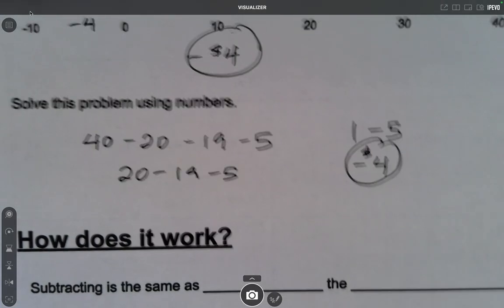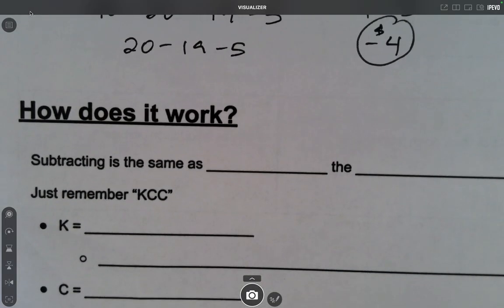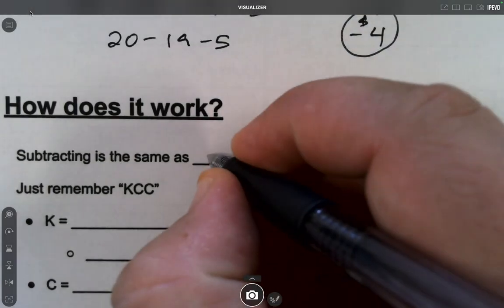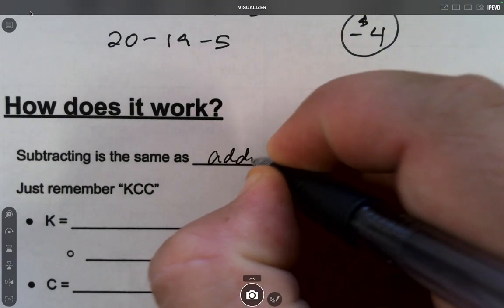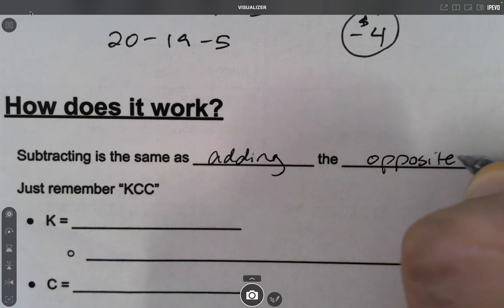But let's talk about the rules, because I think plenty of you could look at 1 minus 5 and jump to this, and others of you wouldn't, and that's okay. That's why we're doing this lesson. So it turns out subtracting is actually the same as adding the opposite. That may sound weird, but here's what I mean.